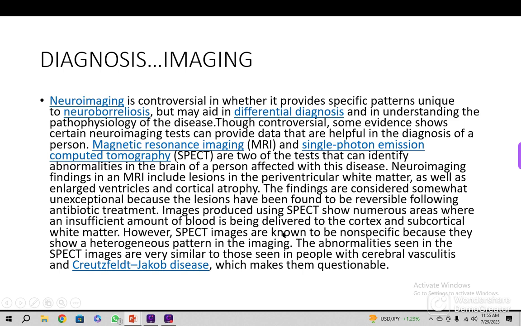Now these SPECT or MRI with contrast show numerous areas where an insufficient amount of blood is being delivered to the cortex and subcortical white matter. The SPECT images are known to be non-specific because they show a heterogeneous spectrum in the imaging. The abnormalities seen in SPECT images are very similar to those seen in people involved with confusion and delirium and loss of memory, etc.